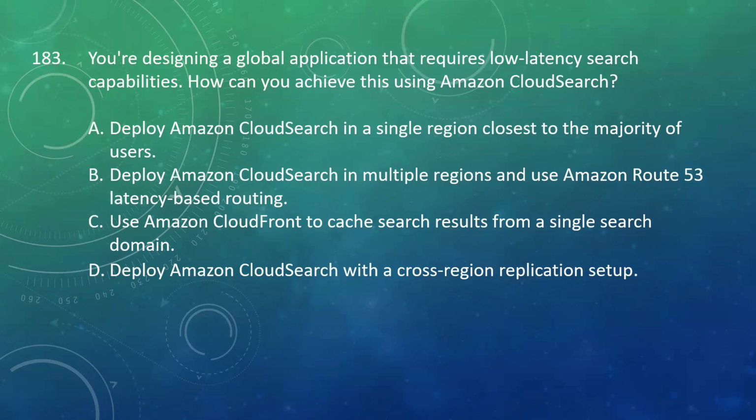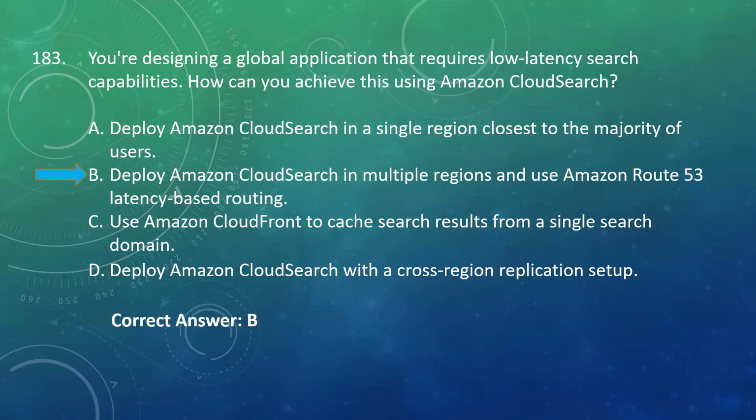To achieve low latency search capabilities for a global application, you should deploy Amazon CloudSearch in multiple AWS regions, strategically placing instances of your search domain in regions that are geographically closer to your users. By doing this, you can distribute the search load and reduce latency for users accessing the search functionality.